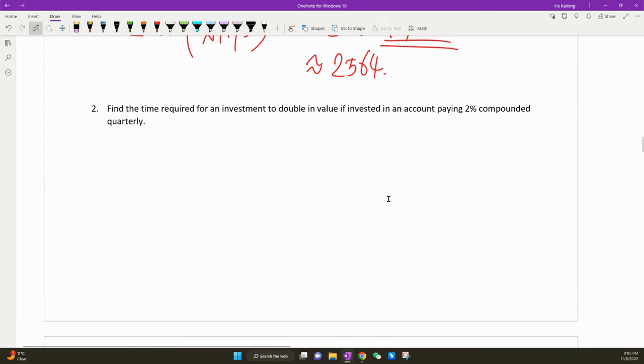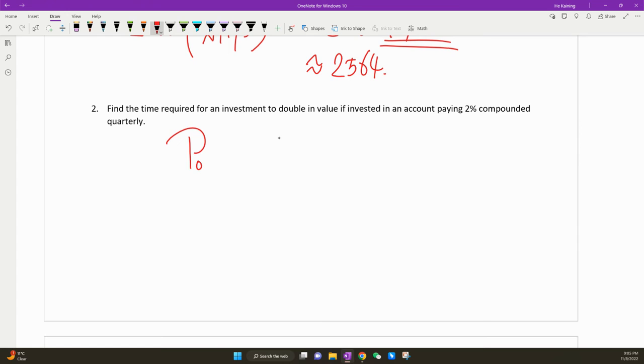It says, now find the time required for an investment to double in value if invested in an account paying 2% compounded quarterly. Now in here, I finally encountered the word compound. So that means I am using the equation which includes P naught, which is the P0. We call it P naught in physics, but we usually just call it P0, or P naught would be more like a physics person calls it.